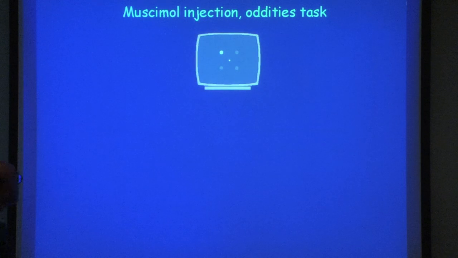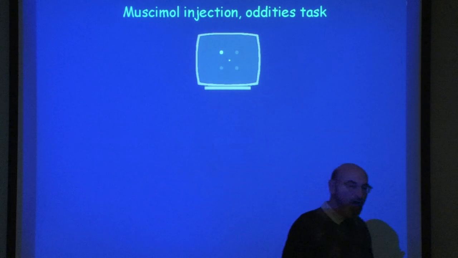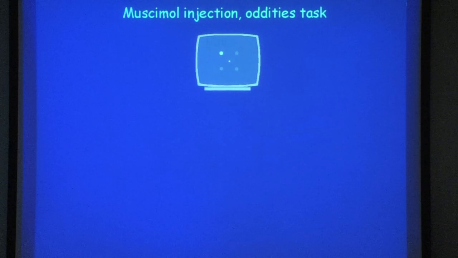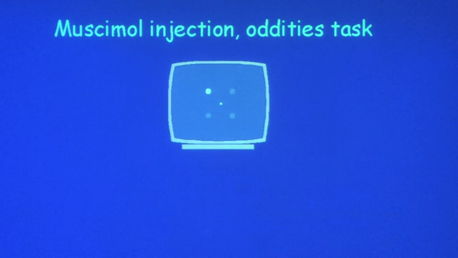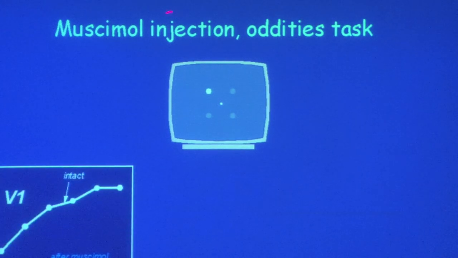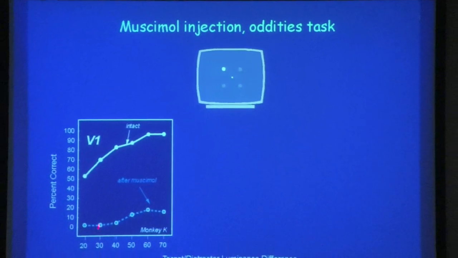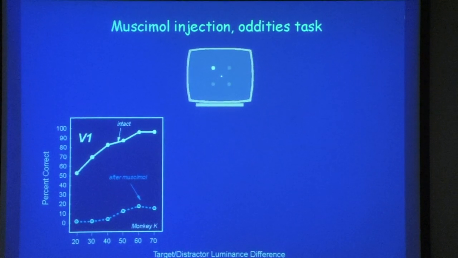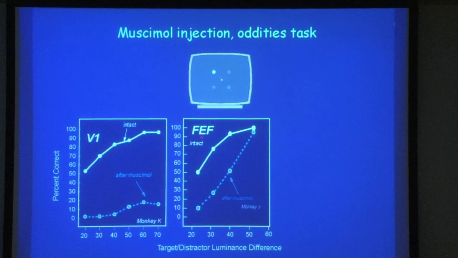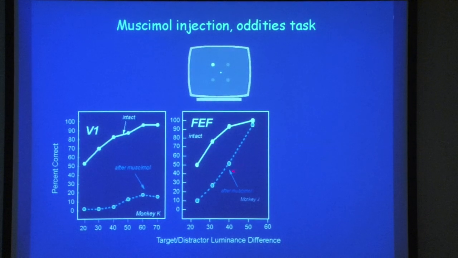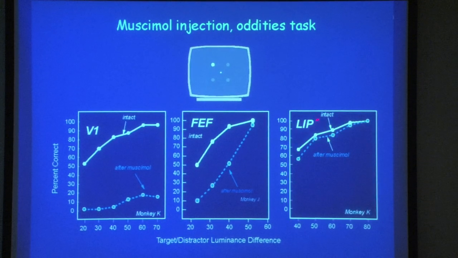All right, so now let's next turn to the so-called oddity task, meaning several stimuli, one of which is different from the others. What is the monkey's ability to choose the different stimulus? If you do this with a muscimol injection, there's a huge deficit with V1, which you would expect because it destroyed the monkey's ability to analyze the visual stimulus that appeared in the receptive field. Then if you do the same thing with the frontal eye fields, you find a mild deficit. And when you do the same thing in LIP, you get no deficit at all. So this is what then happens with the auditory task.